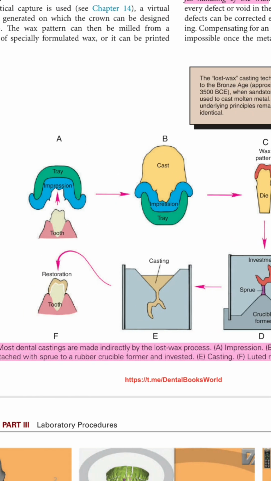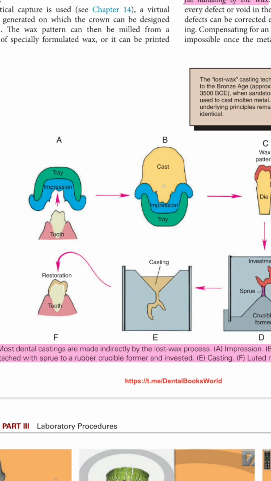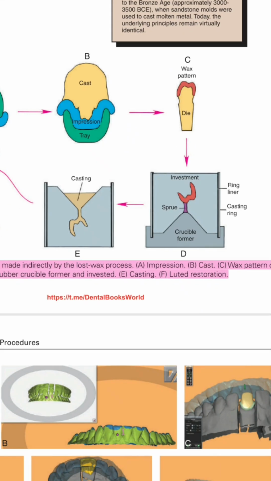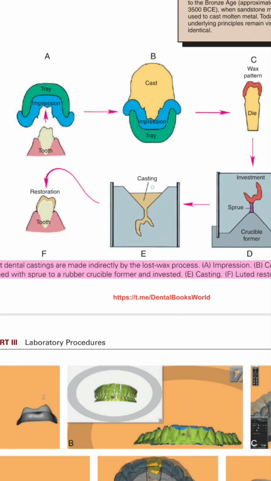So here, after we took the impression and made the cast, then trimmed it to get the die, the wax pattern has been built over the die. Then a sprue is attached to the wax pattern, and it is melted, and a casting is done where metal is inserted, and we get the final restoration.